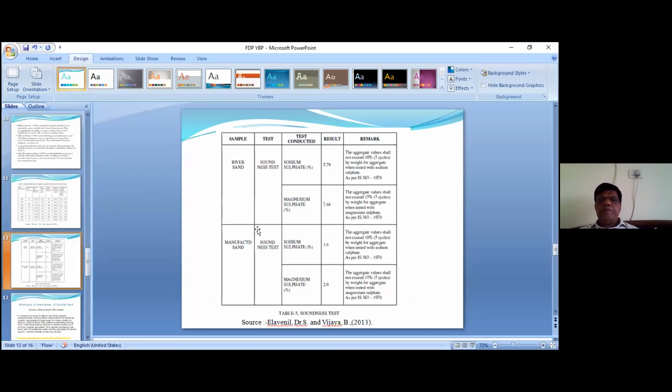Also from the same paper, they have checked the soundness tests. The soundness test results are good, within the permissible limit, for both the river sand and manufactured sand. So that is not the problem.